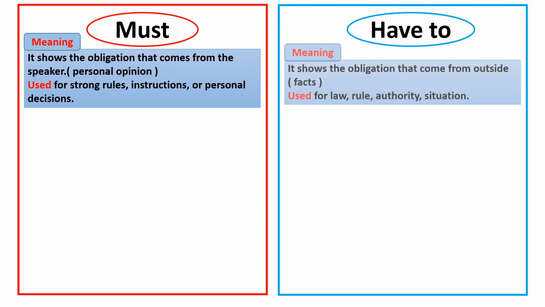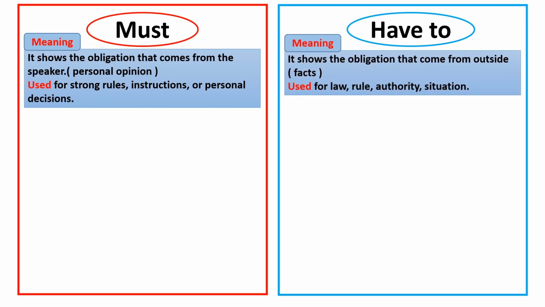But have to shows the obligation that comes from outside, like facts. It's not from the speaker itself. When someone is talking about obligations or rules or anything that comes from the outside, maybe an office or government law or anything like that, we use have to. It is used for law, rules, authority, or situations.